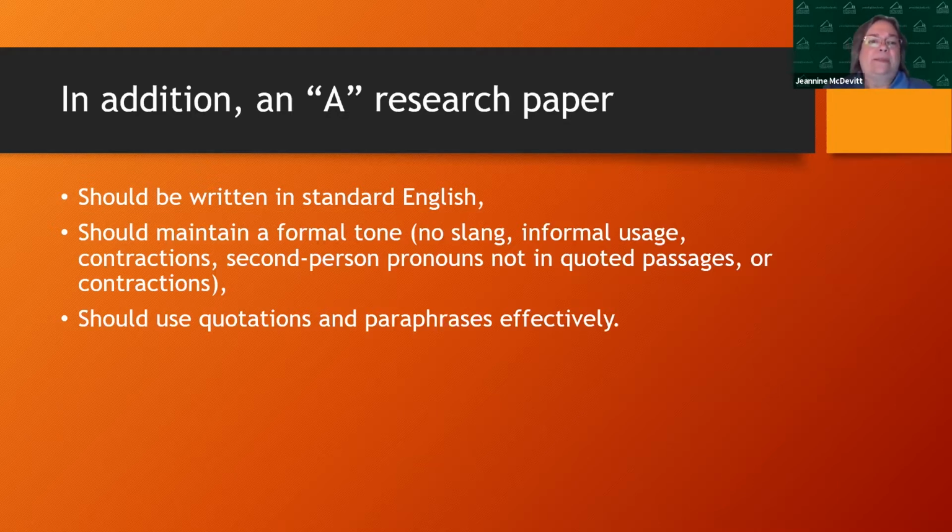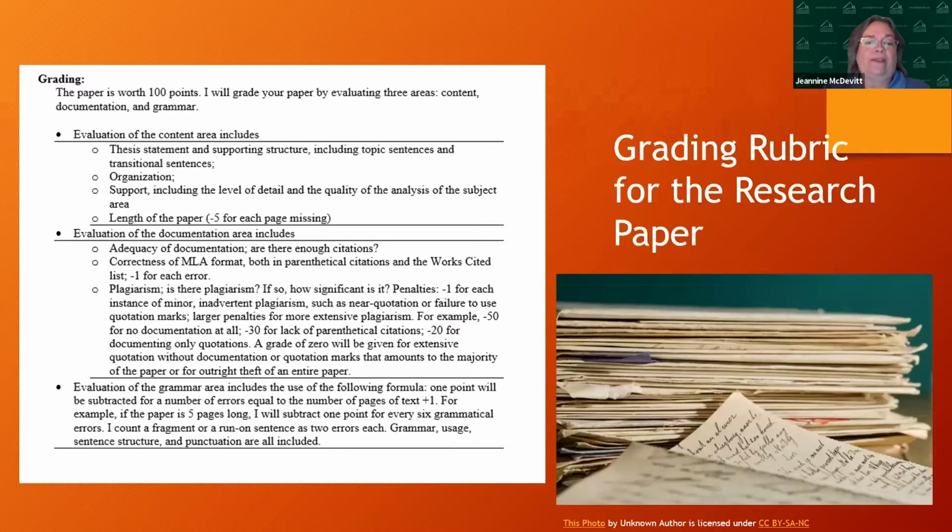Okay, now this is my grading rubric for the research paper, and you'll see that it looks a little different from the grid format rubrics that I share for the short essays. This just shows the three areas that I look at when I grade and how I grade in them. So content is the thesis, the topic sentences, transitional sentences, organization and support, and the length of the paper. Now you notice that I take off 5 points for every missing page, and I make the paper worth 100 points. So that's half of a letter grade.